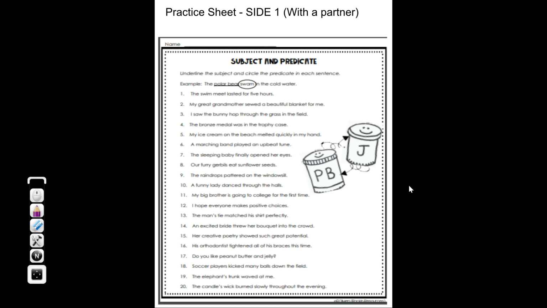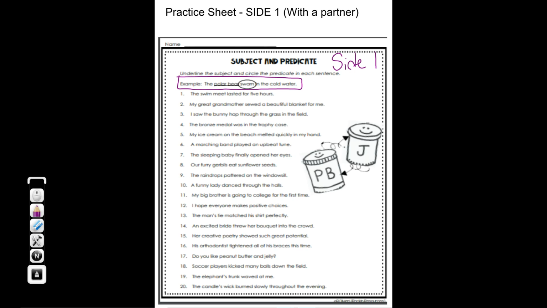The first side, side 1, is the side where the example is The polar bear swam. The polar bear swam in the cold water. What you are going to do is underline the subject in each sentence and circle the predicate in each sentence. So here we go.